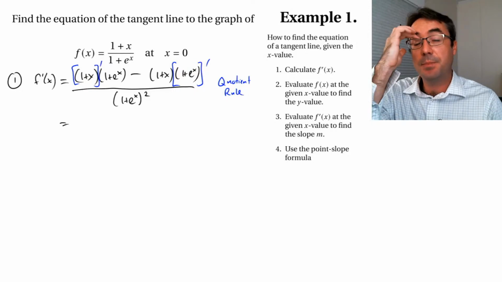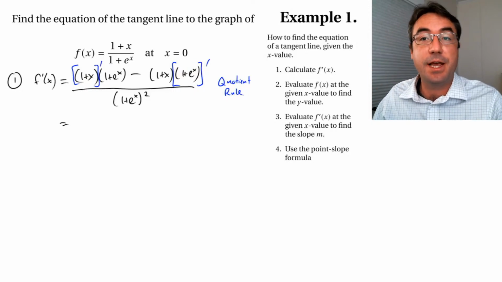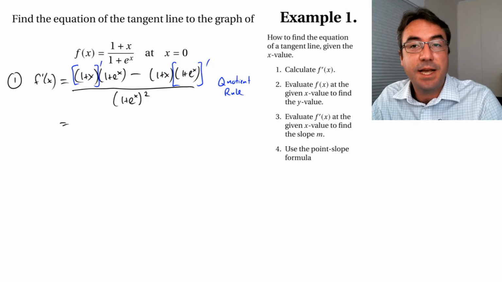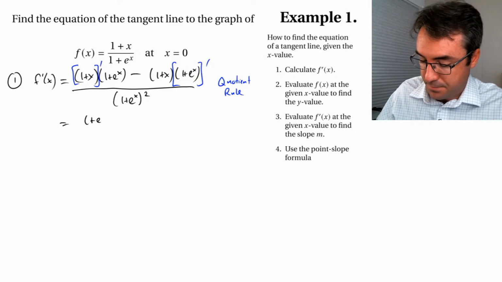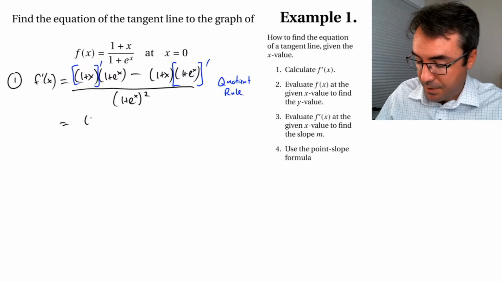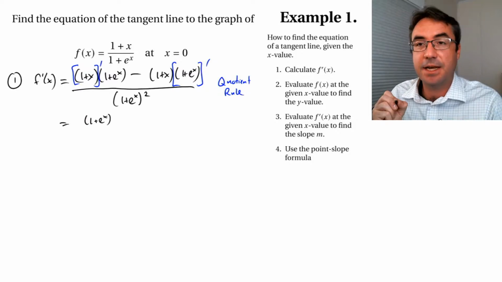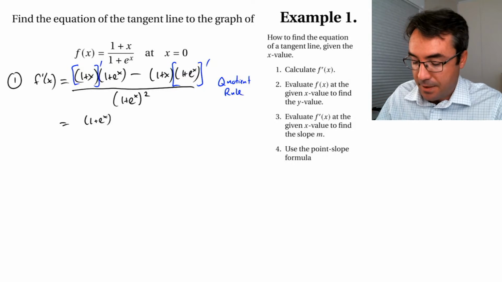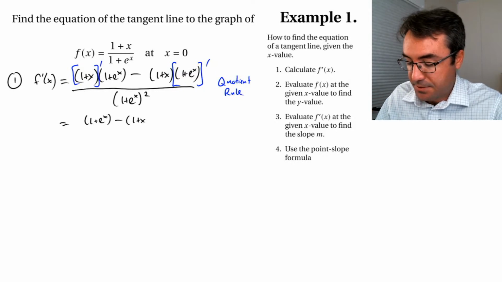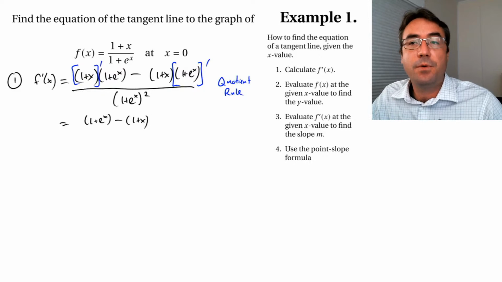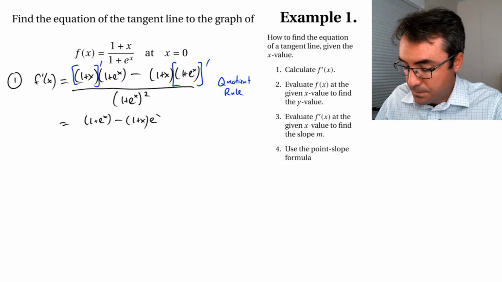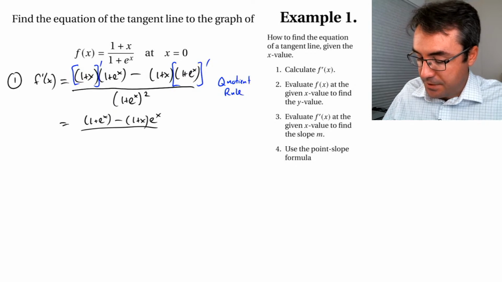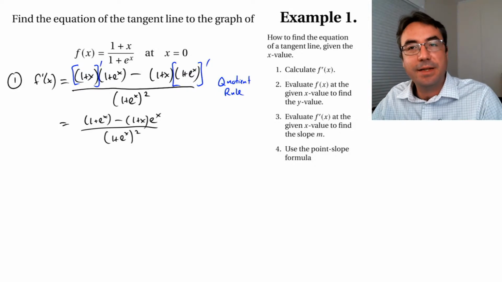Now we just clean things up a little bit. So let's finish differentiating. The derivative of 1 plus x is just 1, so I won't write that. So we have the 1 plus e to the x that's outside the brackets. That still is there. Then we have minus 1 plus x, and then the derivative of 1 plus e to the x is just e to the x. And then this is all over our denominator squared. We don't multiply that denominator out.